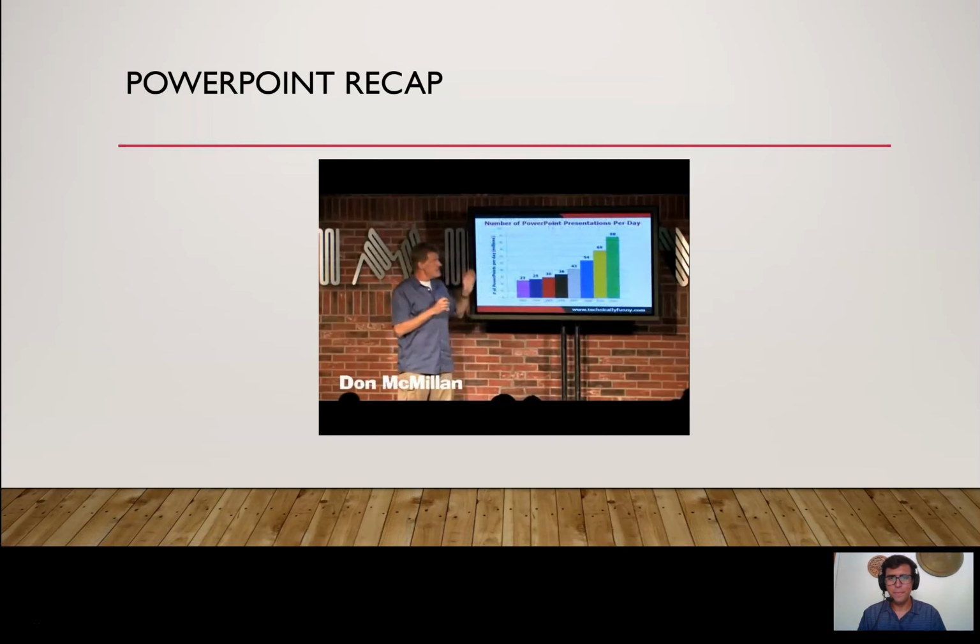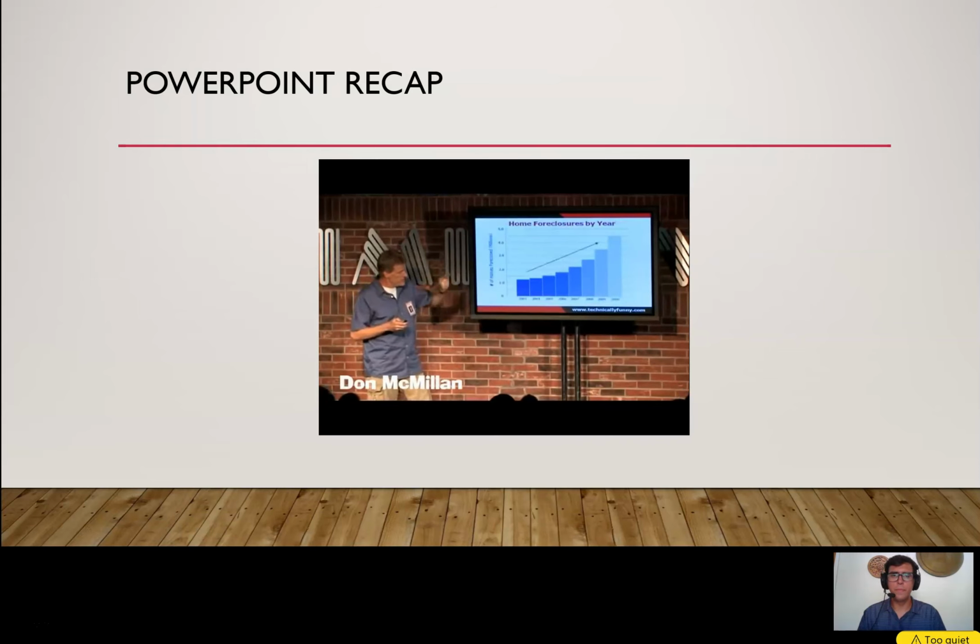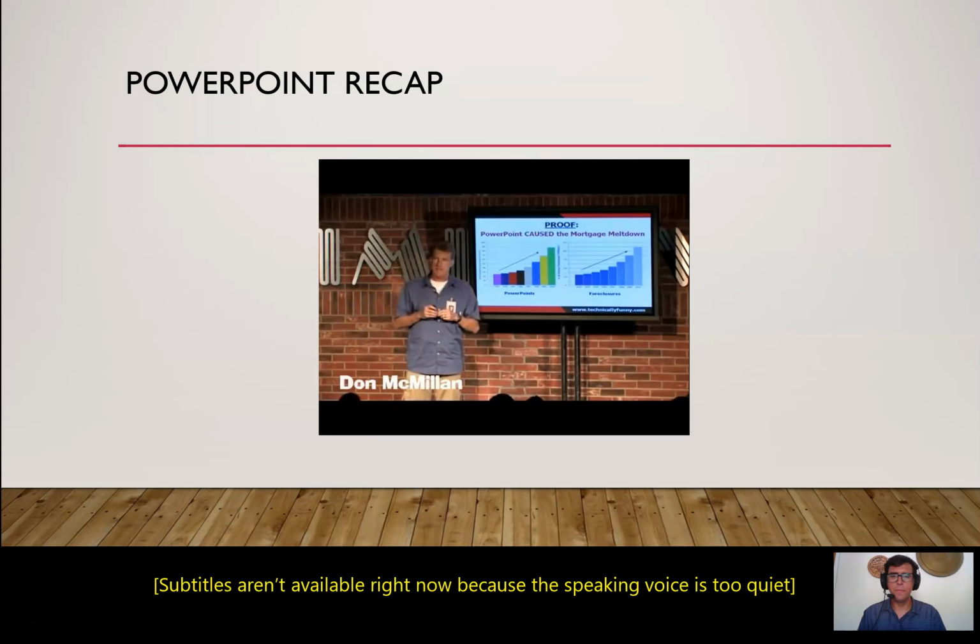And how bad has PowerPoint got? This is actually the number of PowerPoint presentations per day. Look at that. It's 43 million per day in 2007, 54 million in 2008, 69 million this year, 88 million per day next year. Now, I looked at this chart. Look, that is growing exponentially. I looked at this chart. Here's home foreclosures for a year. You see, that's growing about the same way. I realized that PowerPoint actually caused the mortgage meltdown.